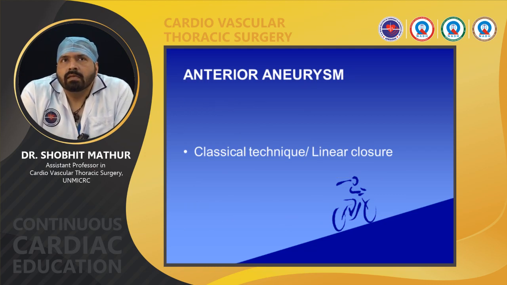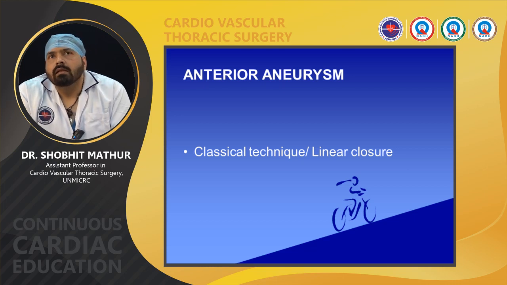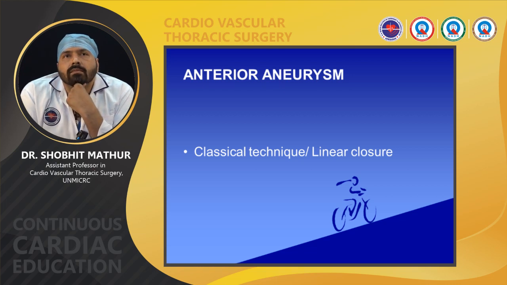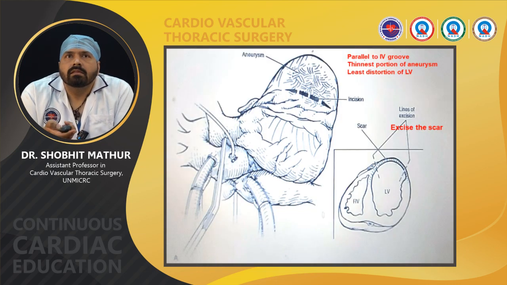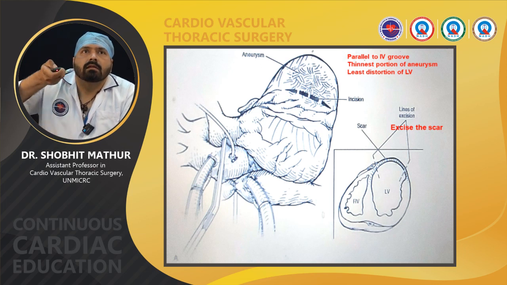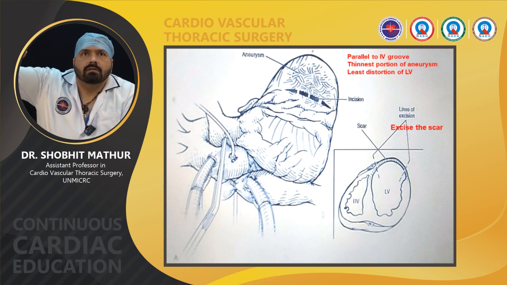So, as we already discussed, most of the aneurysms are apical aneurysms. So the first technique for repair of such an aneurysm is the classical technique or a linear closure. This is basically an intra-op schematic diagram.